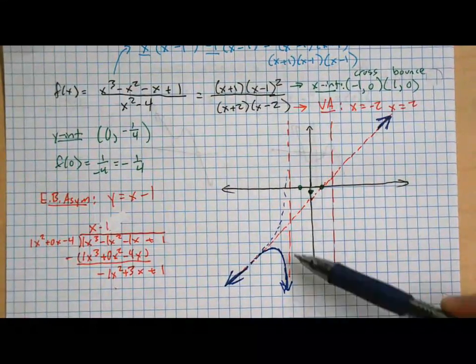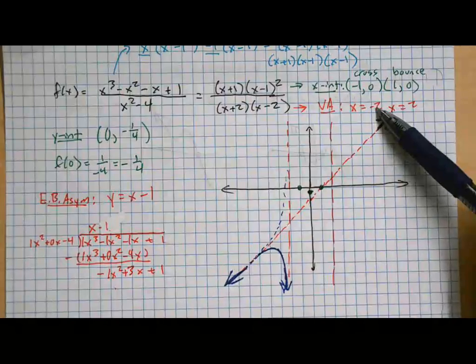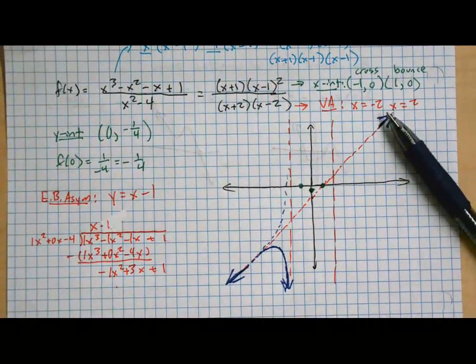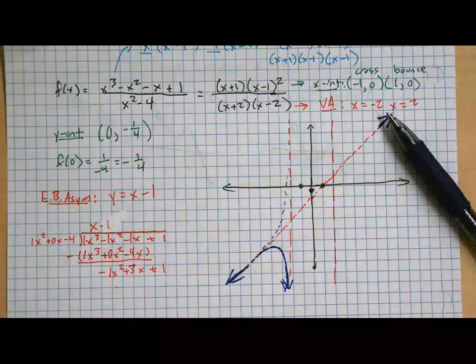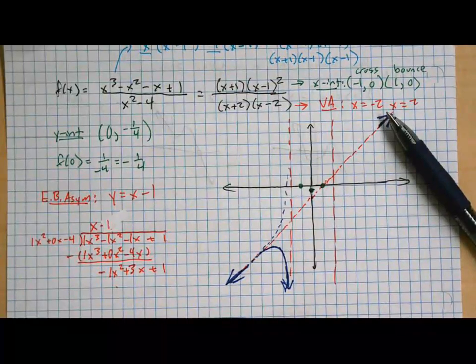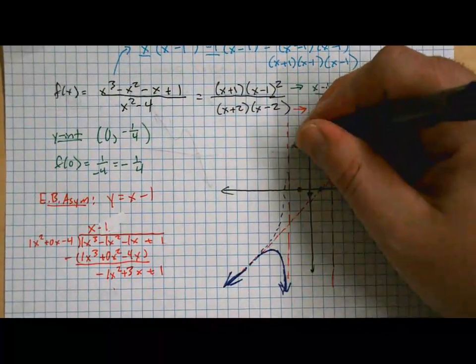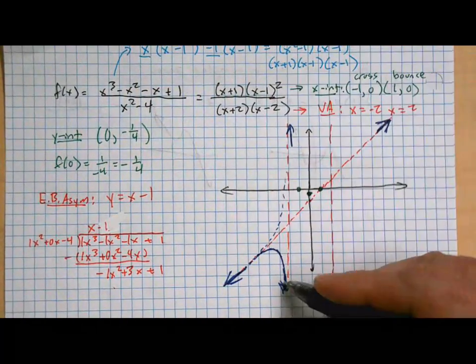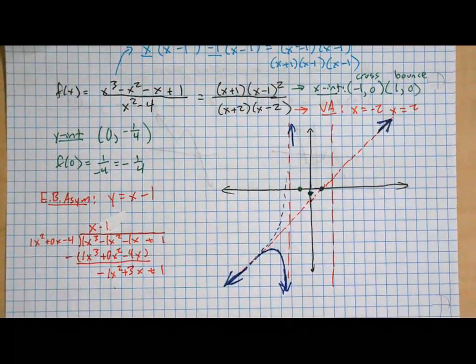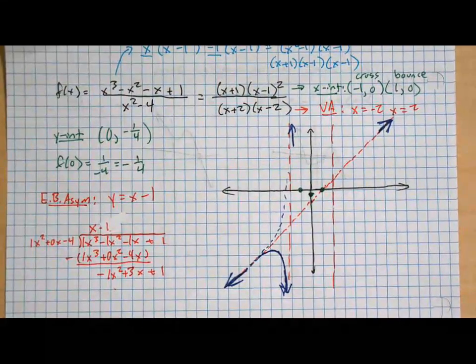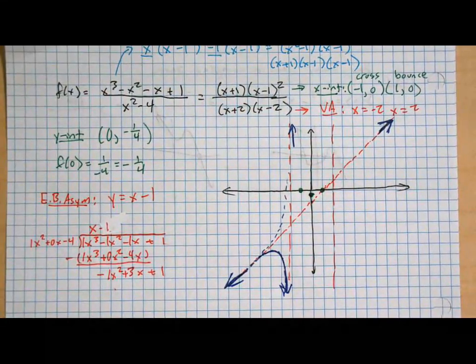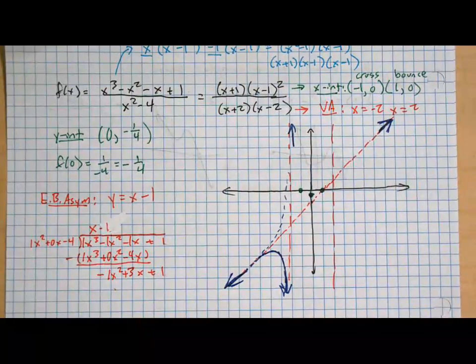What's going to happen on the other side? This was a single, wasn't it? So it's doing one of these dances. If it's going down on one side, which way is it going on the other side? It must be going up on the other side. So if it's going down on the left, it must be going up on the right of that asymptote.